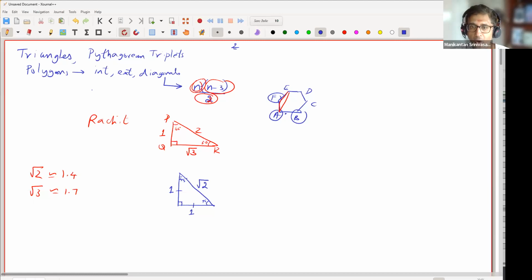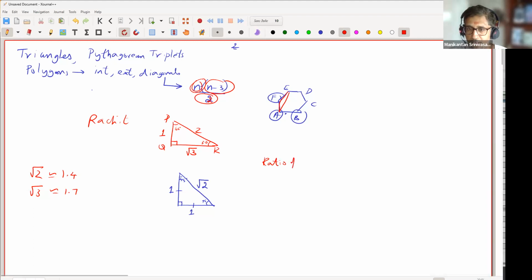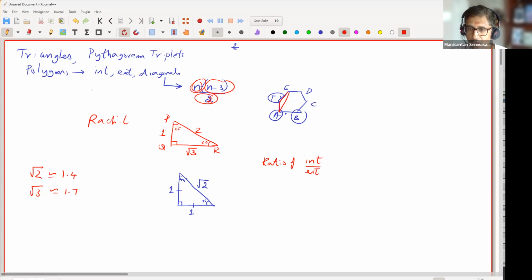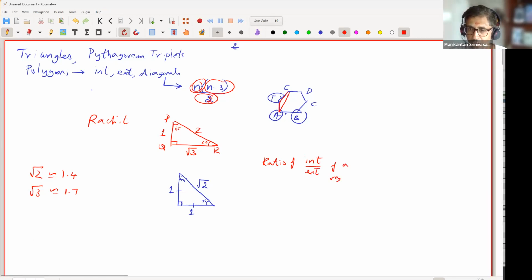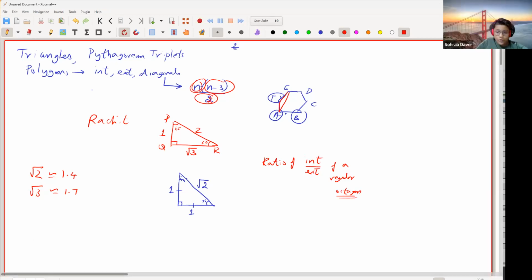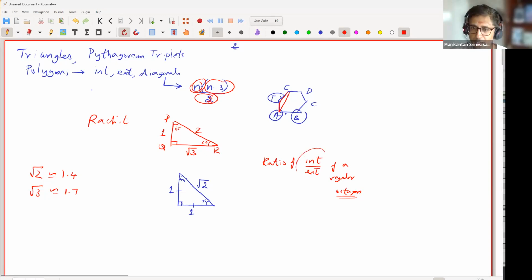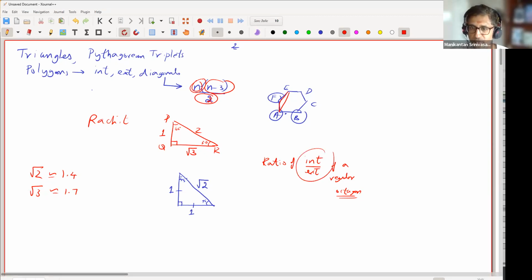Let's see. Saurabh, what is the ratio of an internal angle to the external angle of a regular octagon? All of you do it, but Saurabh will be the one calling out the answer on this one. Actually, I'll break it down. You tell me what is the internal angle of a regular octagon. Just tell me the numerator of this.